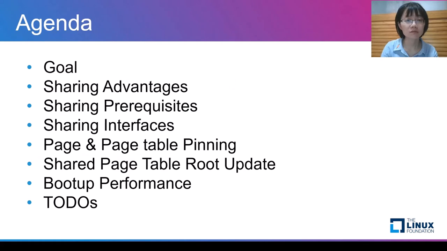This is the agenda for this topic. Firstly, we'll state the goal for sharing, its advantages, prerequisites, and interfaces required. And then we'll introduce an important concept of page and page table pinning, which is required by DMA on the IOMMU side when IO page fault is not enabled. And as TDP root update is frequent in KVM, we'll show how it is done now with sharing enabled. And then we'll show some rough bootup performance data and the to-dos for us in future.